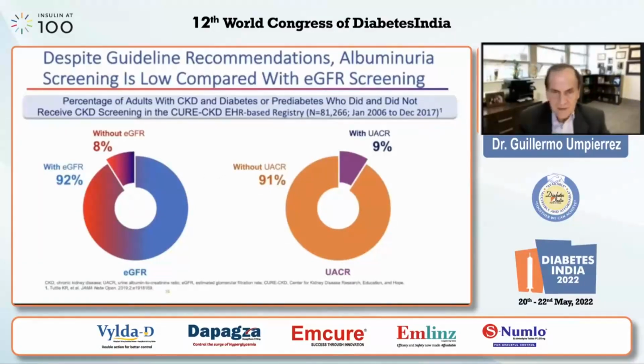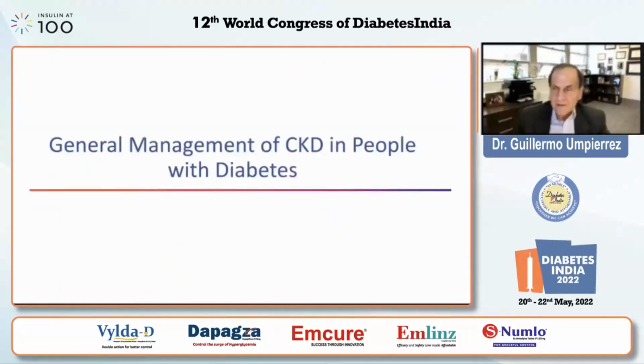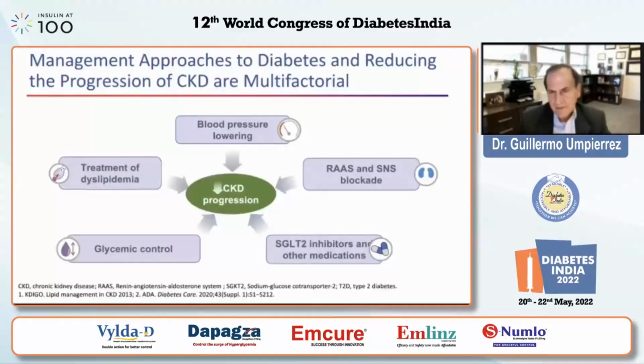So message to take home, measure both urinary albumin creatinine ratio and measure GFR to diagnose early on, because, like we will see in the next few minutes, we have several interventions that have shown to be very effective in preventing progression of diabetic kidney disease.